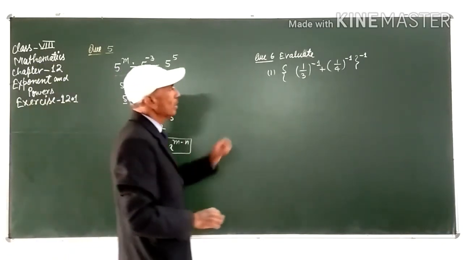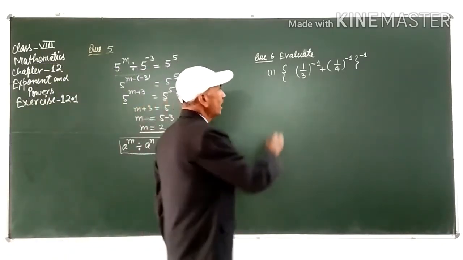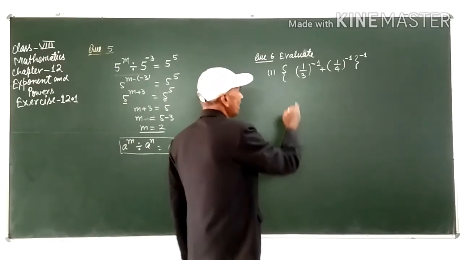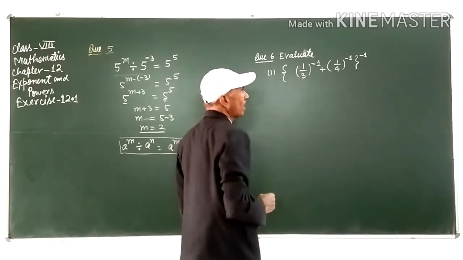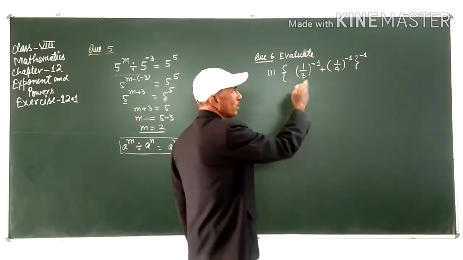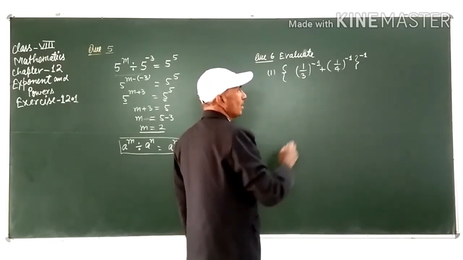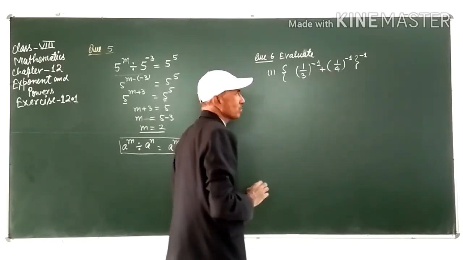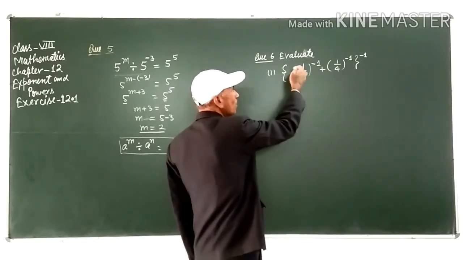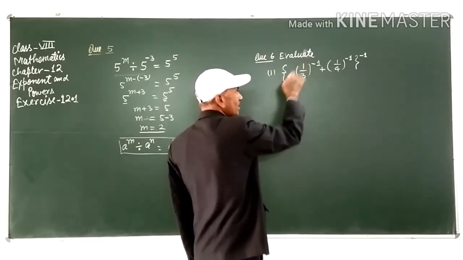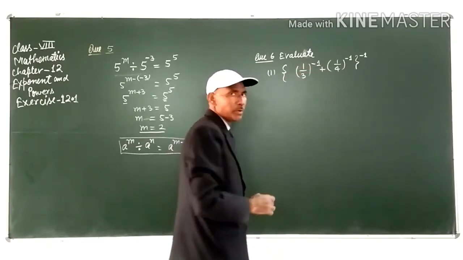Now we have to solve question number 6, students, and in this question, that is (1 by 3) raised to the power minus 1 plus (1 by 4) raised to the power minus 1, and whole power minus 1. So first of all we have to write the multiplicative inverse of these numbers to make the exponent positive.